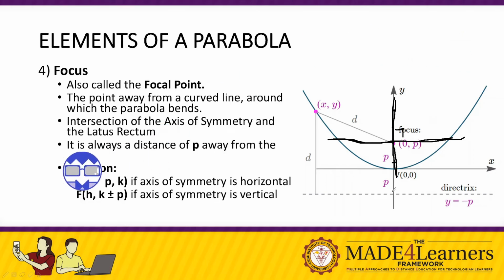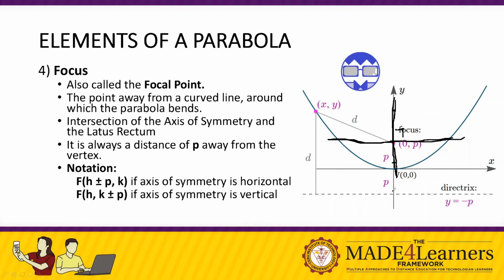Next, the focus is always a distance of P away from the vertex, of course, because P is the focal distance. Remember, P is the focal distance. That's why it's called the focal distance, because it's referring to the focus, and it's P away from the vertex. So we have some notations here. Our notation for the focus, because it's a point, uses the capital letter F. So we have (h + p, k) if the axis of symmetry is horizontal.